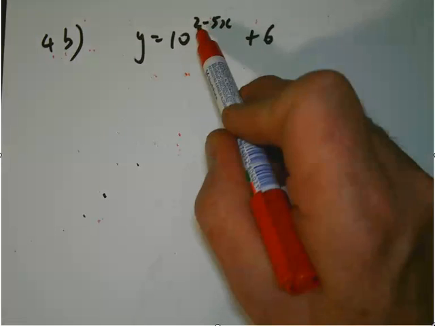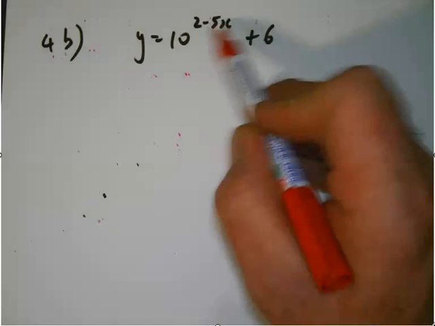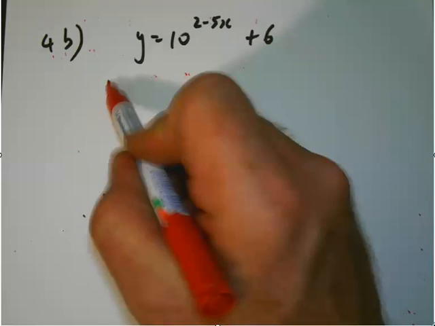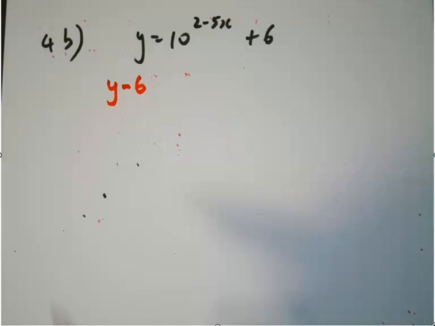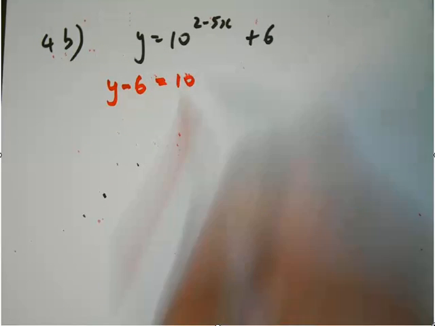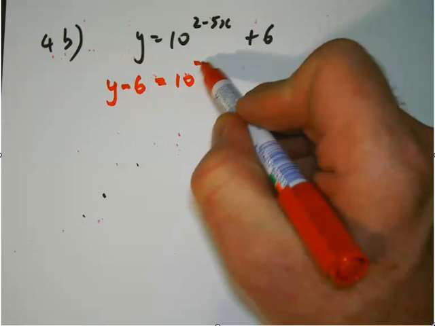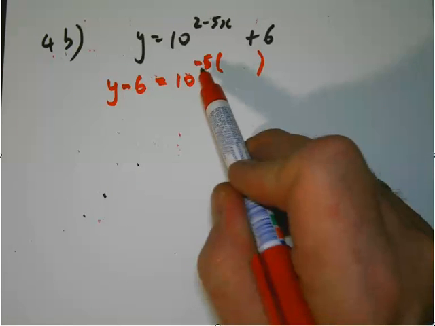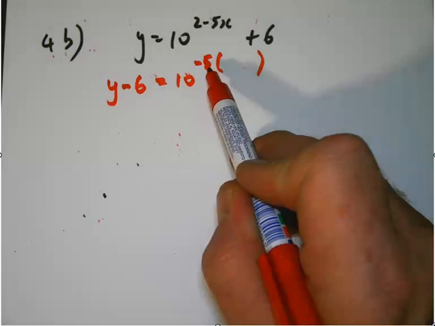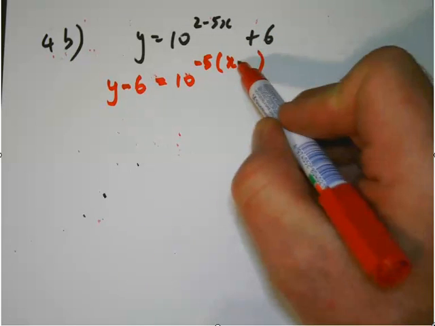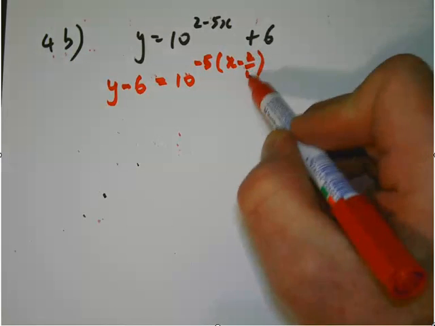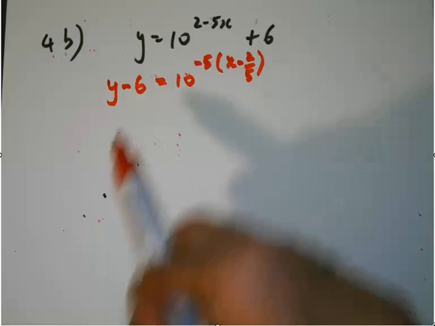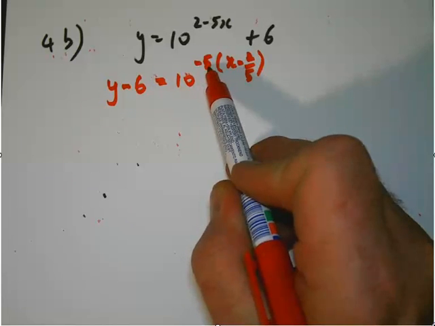The 2 and the negative and the 5 are all about x. This 6 is about y. So I'm going to move the 6 and have it 6y minus 6 equals 10. I need to isolate the negative 5, which is the reflection and the dilation first. So that will become x minus 2/5. Here is my dilation, the 5.